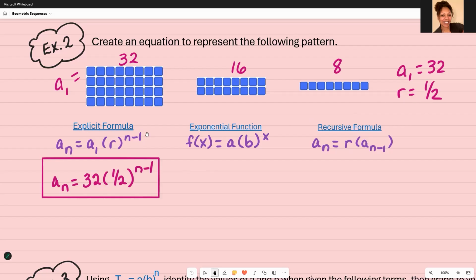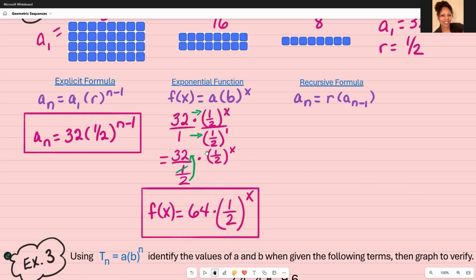Now that we know the explicit formula, we're going to simplify this so that we can go into the exponential function. I'm just going to change the variable n to x to mirror this function. So what I did is I took 32 and I just made it a fraction. The exponent rule says that if I have 1/2 raised to the n minus 1, I can actually divide this and then change this sign because I'm moving from the numerator to the denominator, so this will now become a positive 1, but I can keep the base.